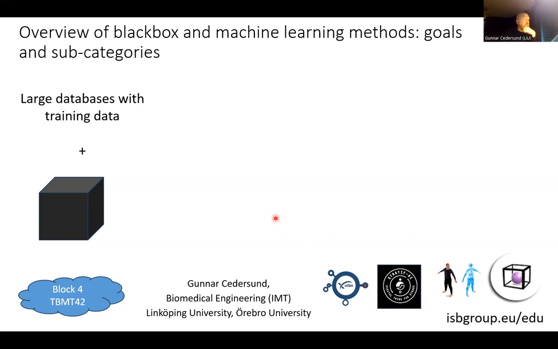This is the first video in block 4, where we are going to start to look at hybrid models, combining mechanistic models with machine learning models, or combining these into digital twins and hierarchical models and so on. So this is sort of putting all of the things together.